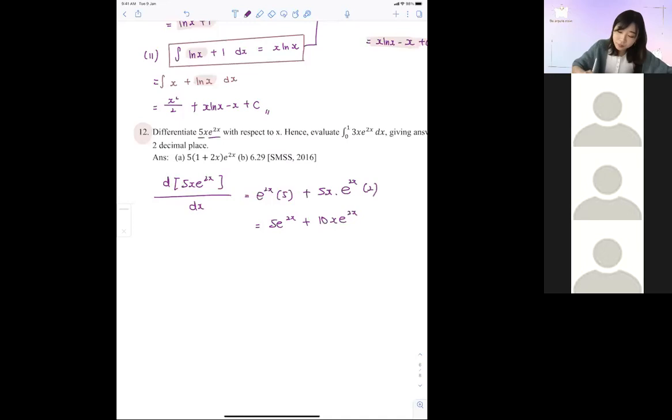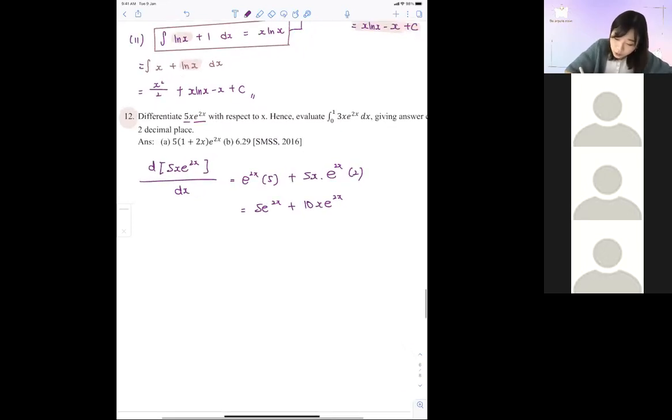Okay, then they ask you to evaluate this, but before that, since you have your clue, you write down your clue first. Integrate this, gives you the back. Differentiate this, give you this. So we write down first.